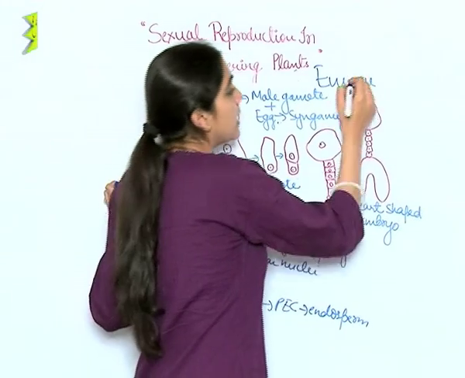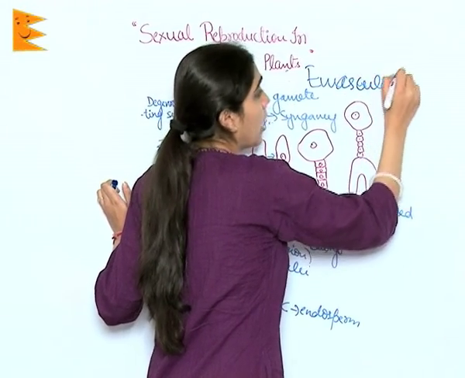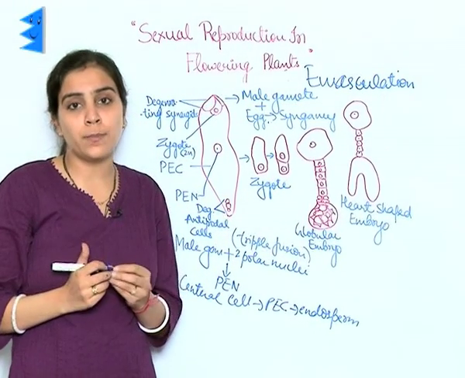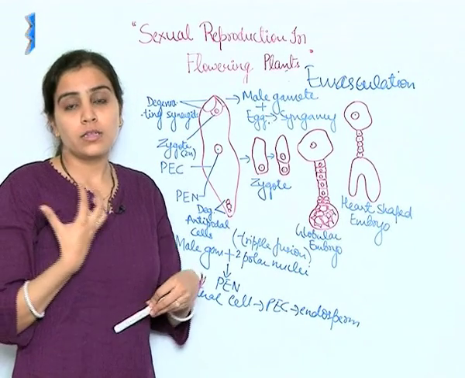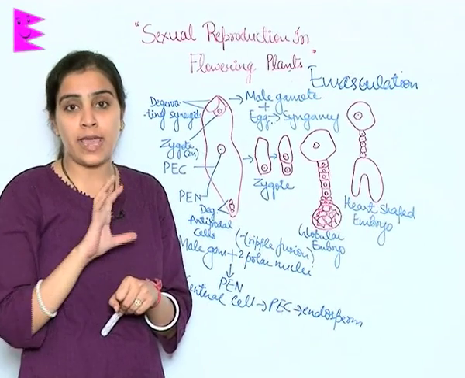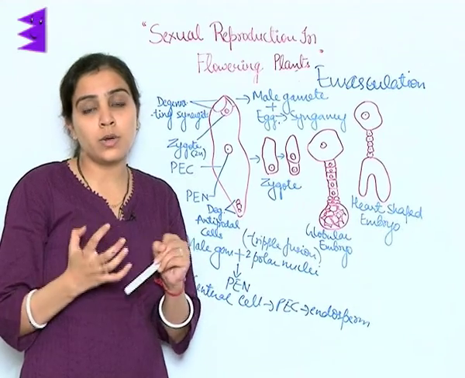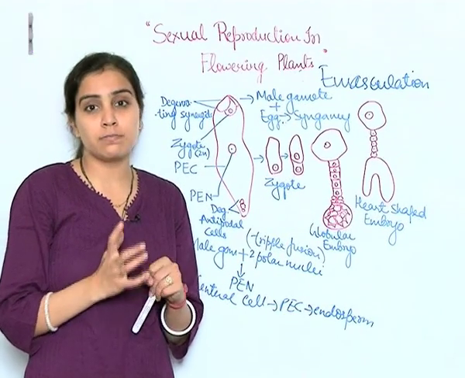So, what we do is emasculation. In this, we remove the anthers from the flower buds with the help of forceps before the shedding of pollens. Now, after removal of the anthers, these flowers are covered with bags of butter paper, and the process is known as bagging.